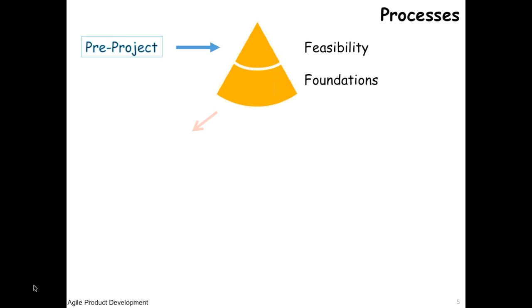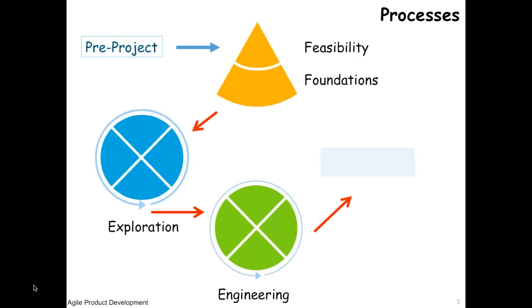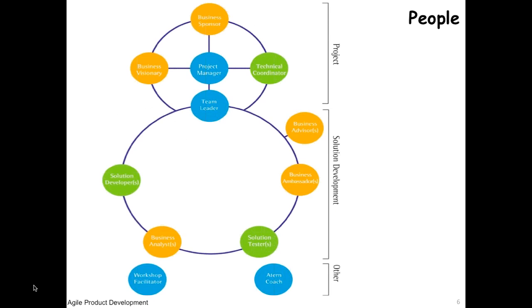Processes are the framework or the life cycle. Some of them are hybrid, so pre-project, feasibility, foundation, exploration and engineering, deployment, and then we move to post-project. So we take an idea, take it through feasibility, investigation, planning, development, putting it live, and then checking what we actually achieved. Each phase or process has a set of work to do and defined products.